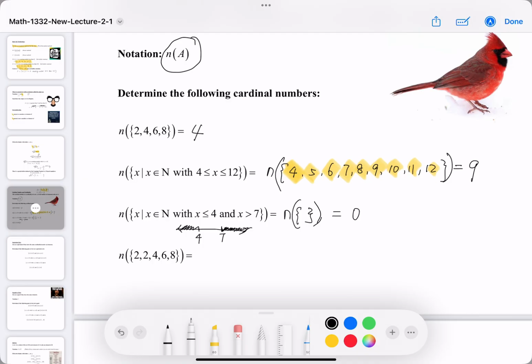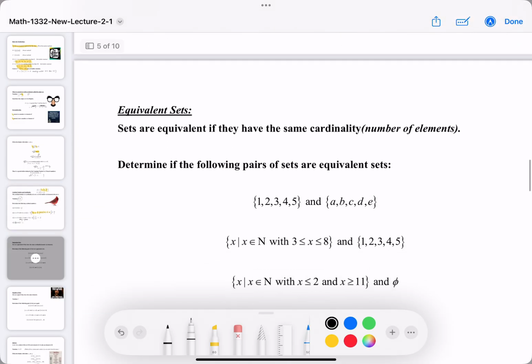All right, let's see. What is the cardinal number of the set {2, 2, 4, 6, 8}? In set notation, we don't do duplication or repeat any numbers. If we have 2 elements that are the same, we can ignore one. We don't repeat inside of the set notation. All right. So this one means we have totally 4 elements: 2, 4, 6, 8. So cardinality is 4.